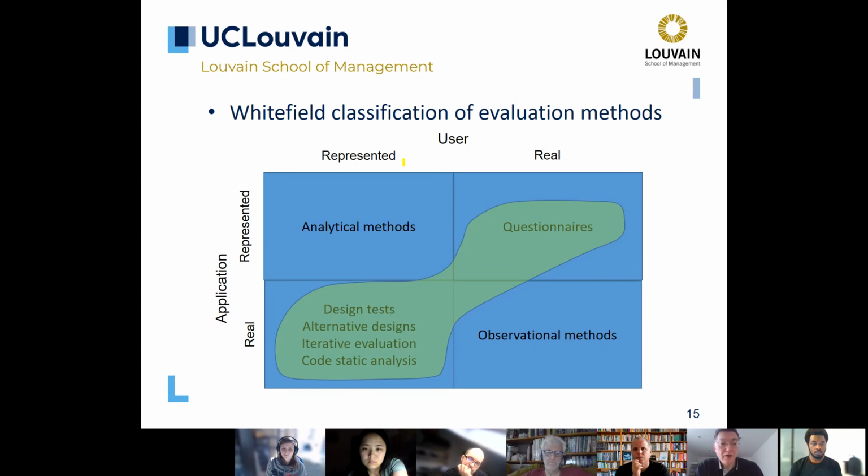And typically, what we observed for gesture-based systems is that we don't have a lot of analytical methods. We have some observation, but not a real method. So far, when we examined how people evaluate gesture-based user interfaces, many questionnaires are used, sometimes design tests, iterative evaluation, but very rarely other things like static analysis or dynamic analysis.